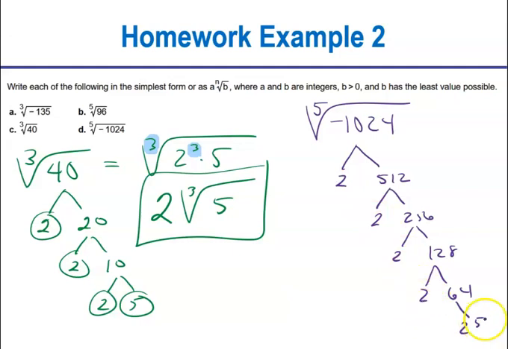Oh, no, 64 is 2 to the 6th. My bad. So that is 2 to the 10th. So this is equivalent to saying the 5th root of negative 2 to the 10th power. Now, can we take the 5th root of a negative number? Sure we can, right? We can do odd roots. We can't do even roots of a negative number.